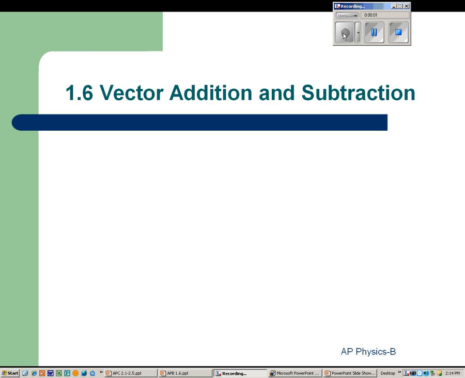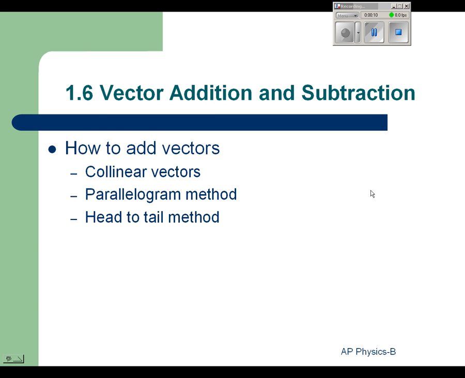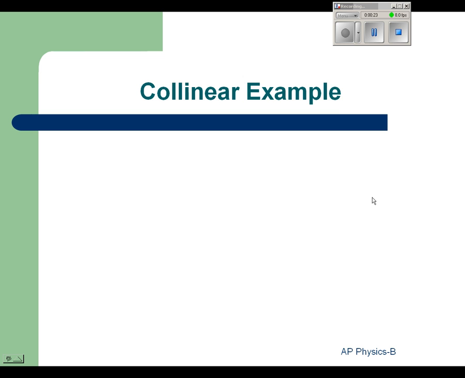This is AP Physics B, section 1.6. We're going to look at vector addition and subtraction. We're going to look at how to add vectors linearly, how to use the parallelogram method, and how to use the head-to-tail method to add vectors. We're also going to look at how to subtract vectors.